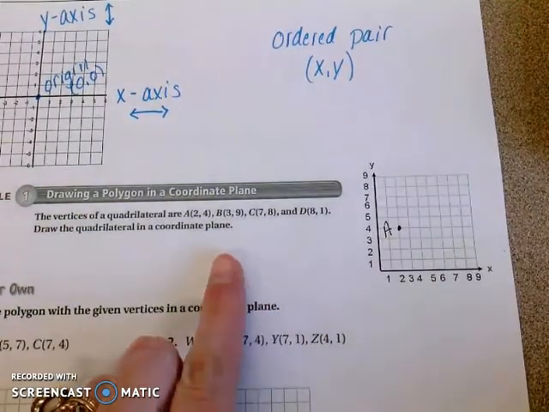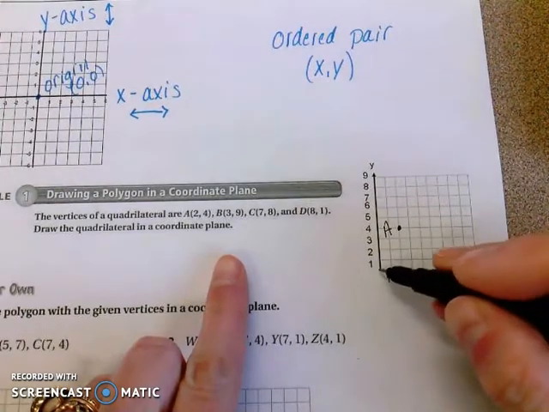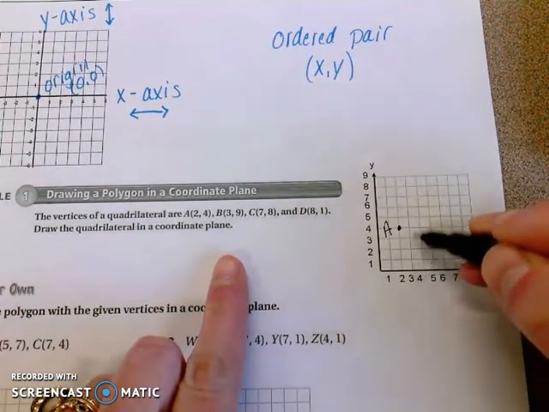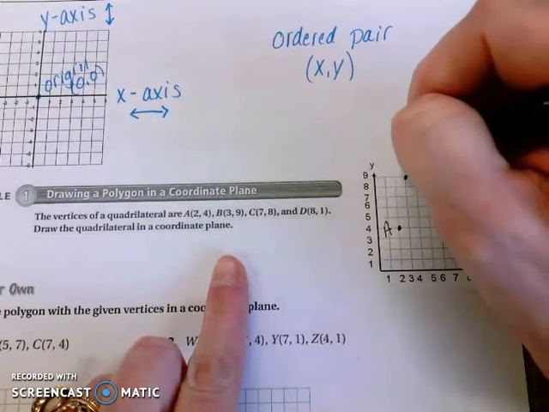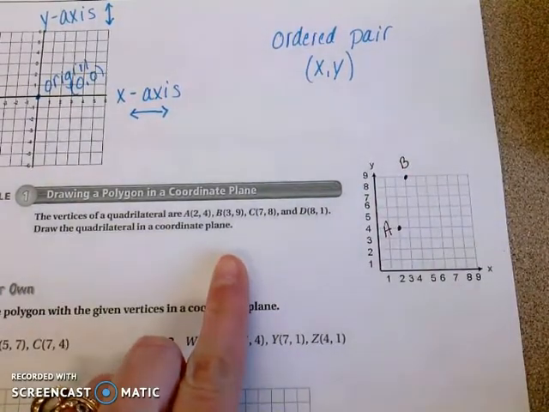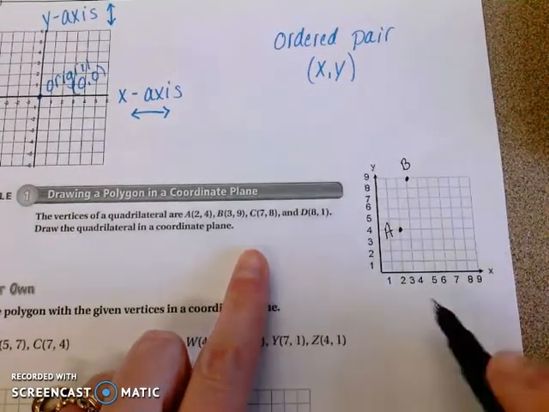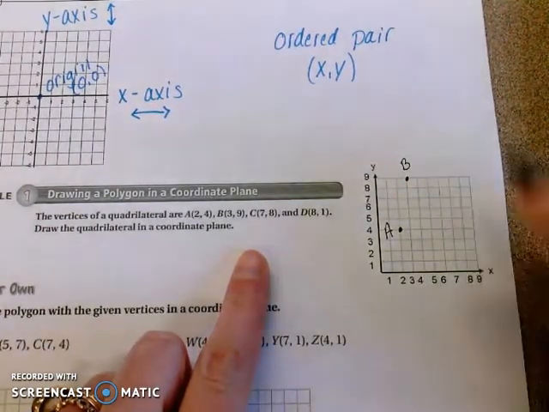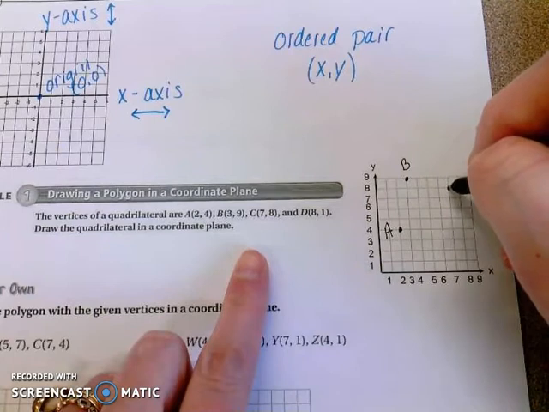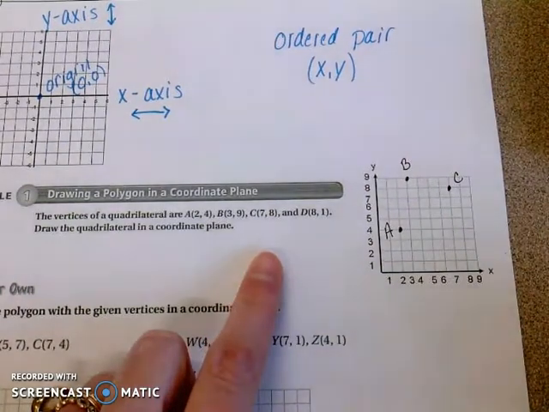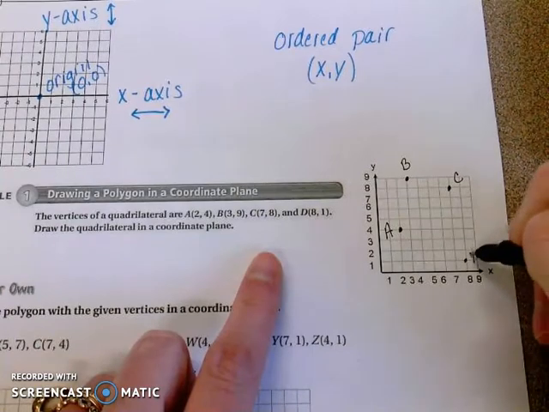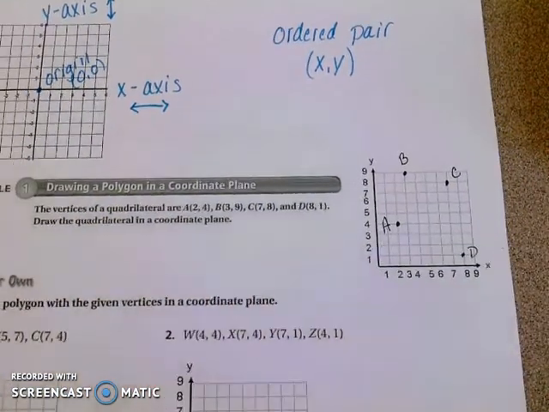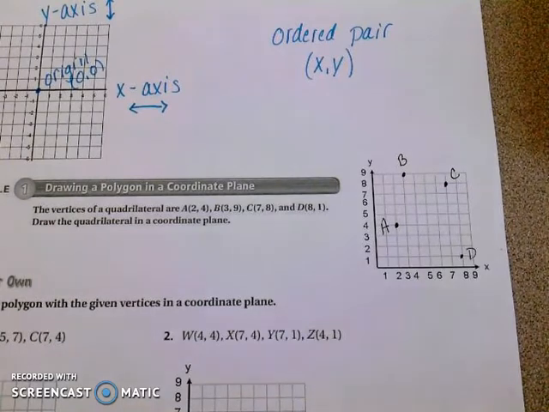Okay, then it says B, (3, 9). So I'm going to start here, over to 3, go up to 9, place that point there, and call that B. All right, then it says letter C, (7, 8). So we go over 7, and we go up 8, and we're going to label that one C. D is (8, 1). Over to the 8, up to the 1. There's my D.